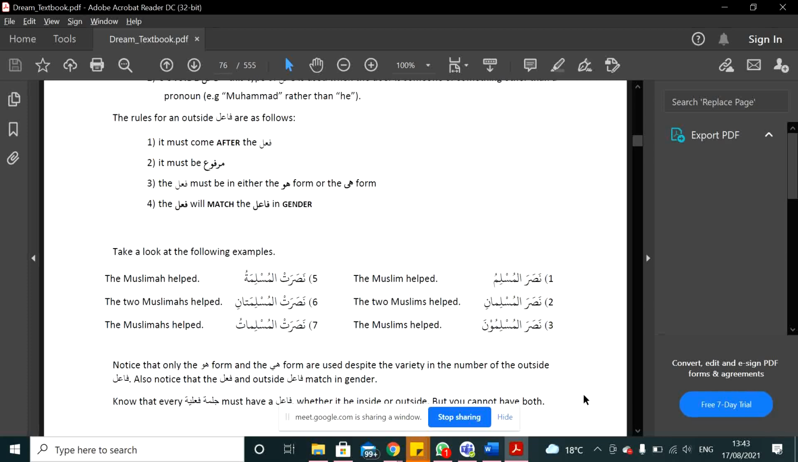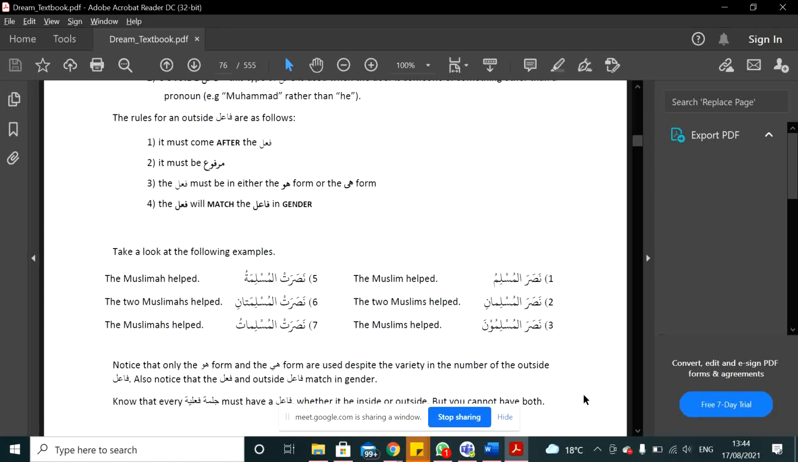Yes, so the first rule: it must come after the verb. Number two, it must be marfu'. The verb must be either in huwa form or hiya form. The verb will match the fa'il, but we can't see any numbers, singular or dual. When I say huwa here, I say explicitly the third person form. It means huwa, huma, hum, hiya, huma, hunna. So they must be the third person pronoun that can be replaced by any other noun.